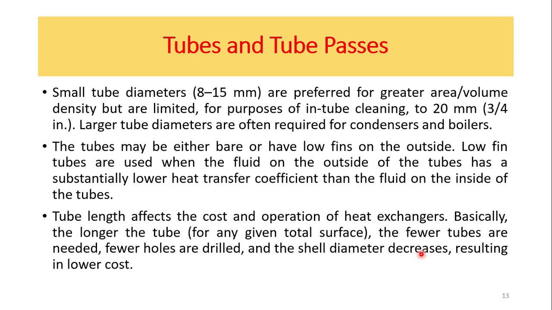If we use long tubes, obviously we have to use a small number of tubes, and ultimately the shell diameter will also decrease. If we use tubes of smaller length, the number of tubes will increase and the shell diameter will also increase. If the shell diameter increases, obviously the size of the shell and tube heat exchanger will also increase, and ultimately the cost will also rise. So if we use the configuration given in the third point, then ultimately we will be on the lower side of the cost.